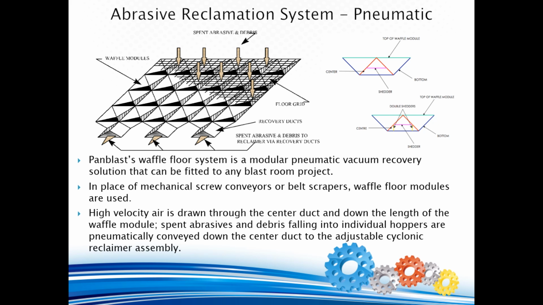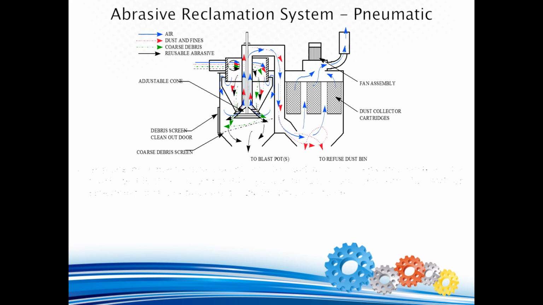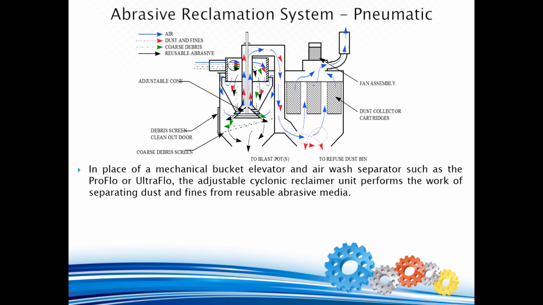Spent abrasives and debris falling into individual hoppers are pneumatically conveyed down the center duct to the adjustable cyclonic reclaimer assembly. There is also a change in the abrasive recycling and cleaning unit for this system. In place of a mechanical bucket elevator and airwash separator such as the ProFlow or UltraFlow, the adjustable cyclonic reclaimer unit performs the work of separating dust and fines from reusable abrasive media.